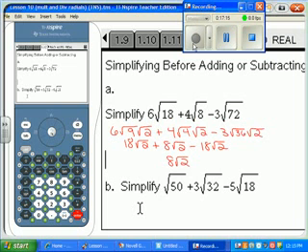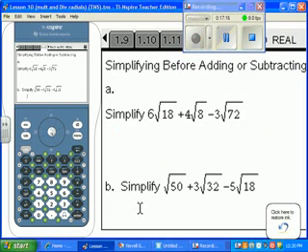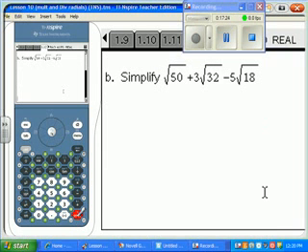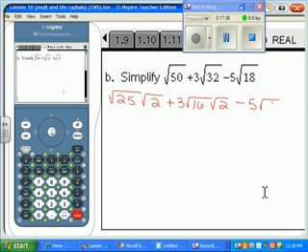Once you have this one done, I want you to give B a shot, please. You're going to have to reduce them. Are we ready? Yes. So, how are we going to break down 50? 25 and 2. Good. How are we going to break down 32? 16 and 2. How are we going to break down 18? 9 and 2. Okay, were we able to break them down correctly?